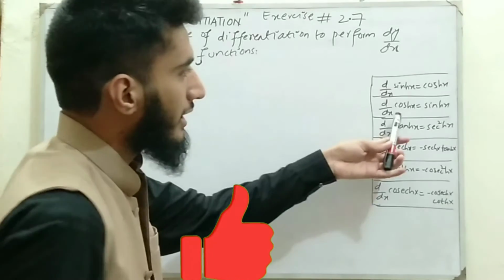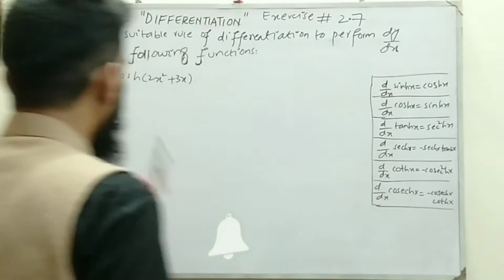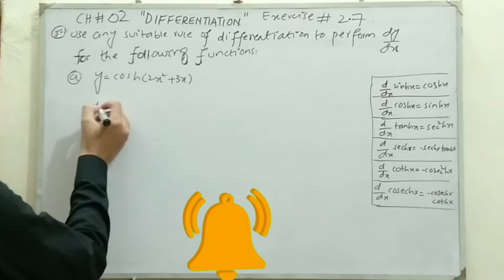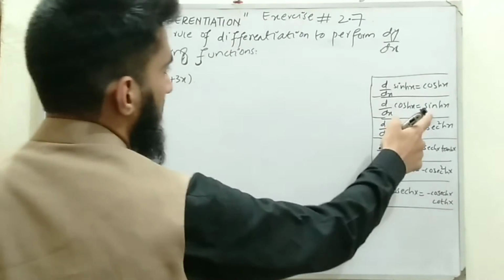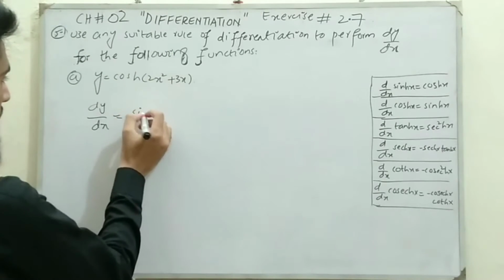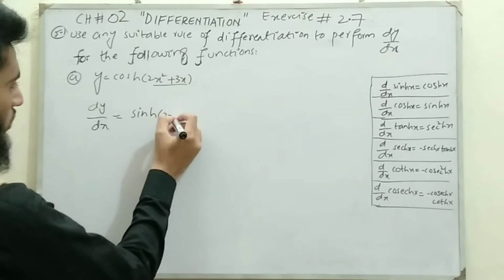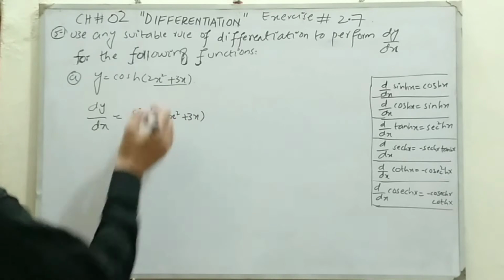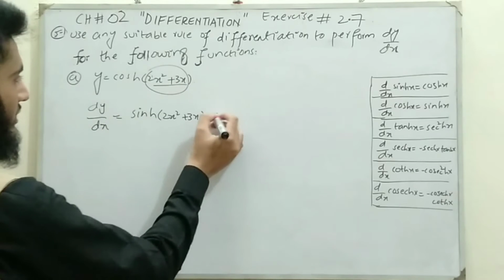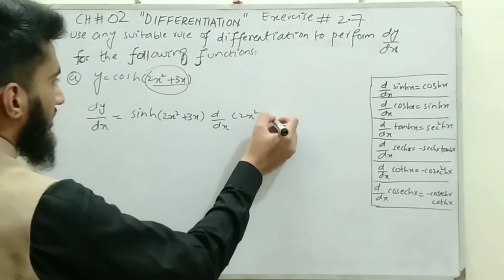Remember, the derivative of cosh is always equal to sinh. So here dy by dx will be equal to, since this is a cosh function, its derivative is sinh. So the derivative will be sinh, and the function 2x square plus 3x comes as it is. After this we also take the derivative of the inner function, d by dx of 2x square plus 3x.